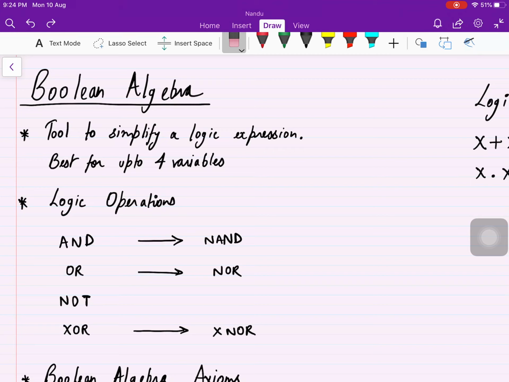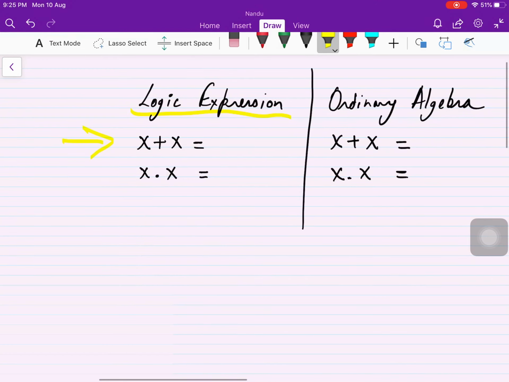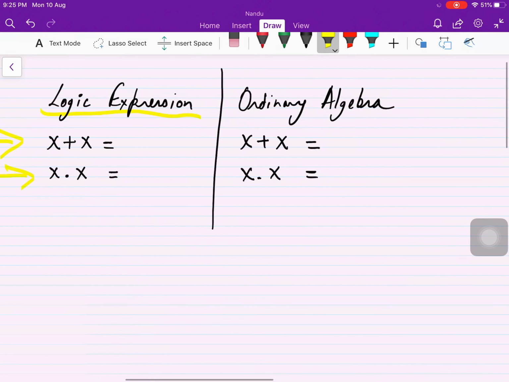Okay, so Boolean algebra. Basically, it is a tool to simplify a logic expression, and it is best for up to 4 variables. More than that, K-maps are preferable. So let's discuss this logic expression in Boolean algebra, compared with ordinary algebra.